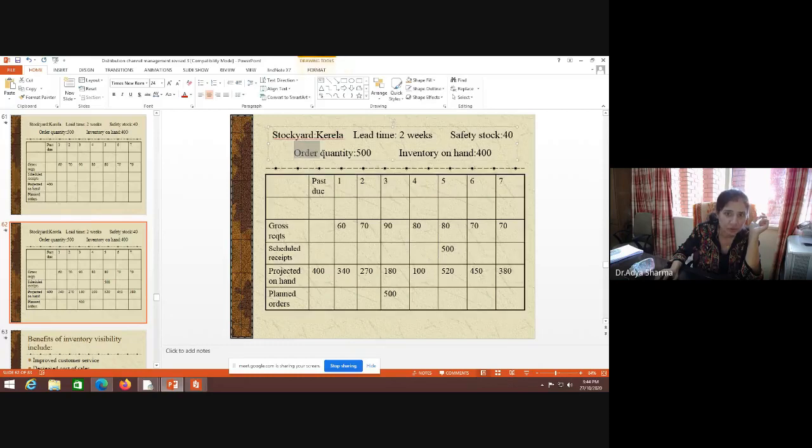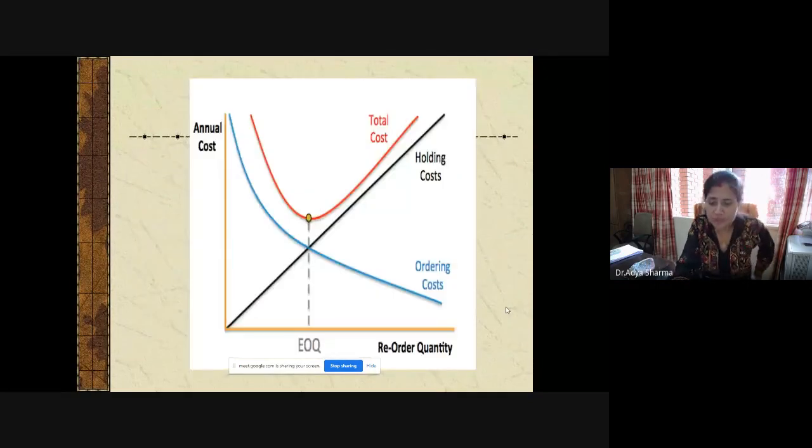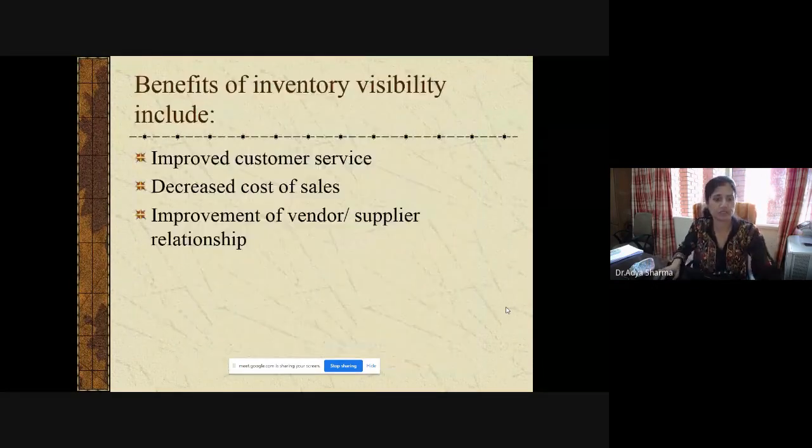What is also important is the order quantity, or what we call the economic order quantity. And this is one topic on which we are going to spend some time. So what is economic order quantity?